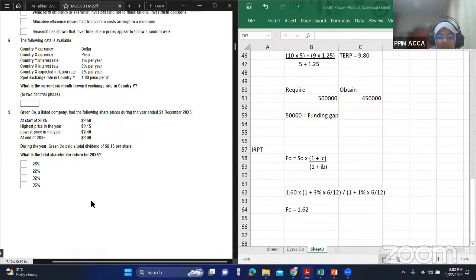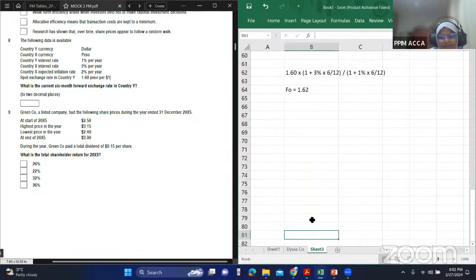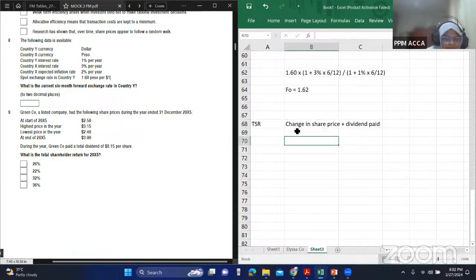They're asking for TSR, total shareholder return. This equation is not given. You should know it. Right. So TSR equals the change in share price plus the dividend paid, this whole thing divided by the beginning share price.